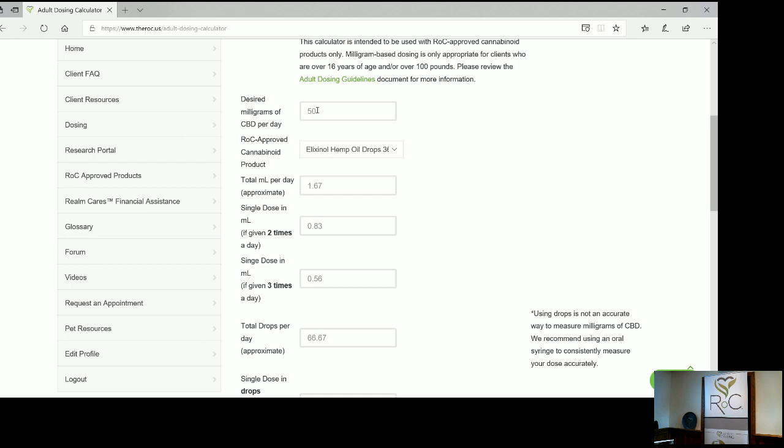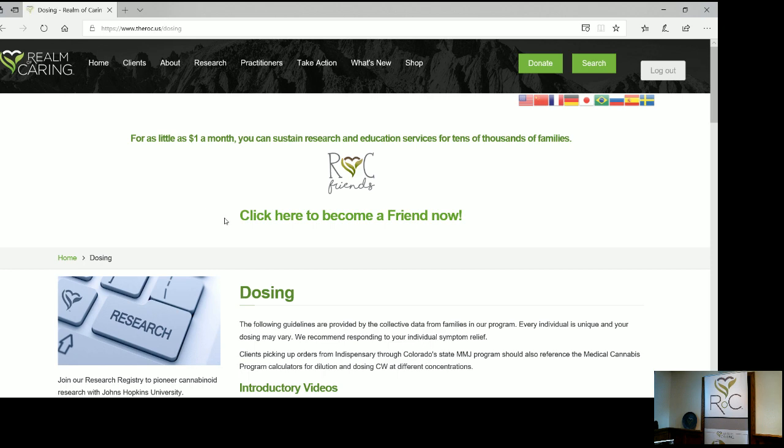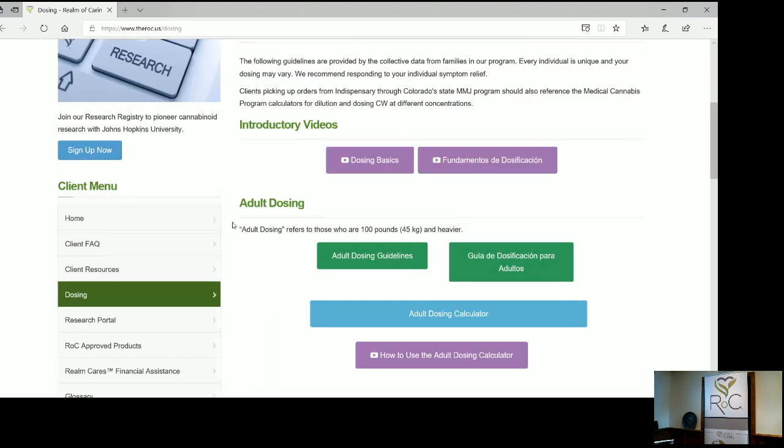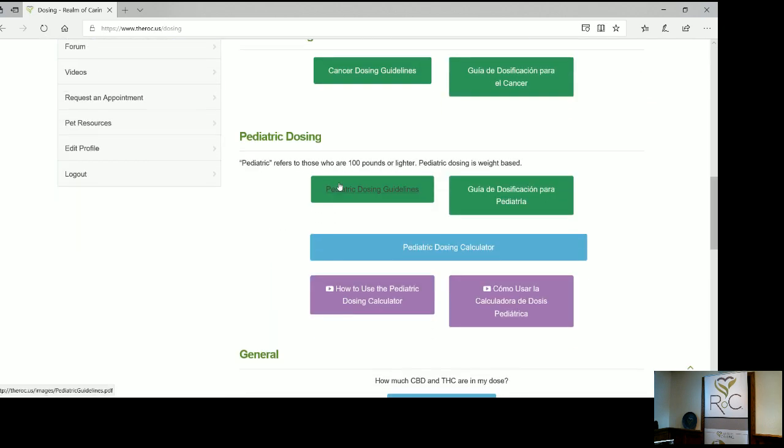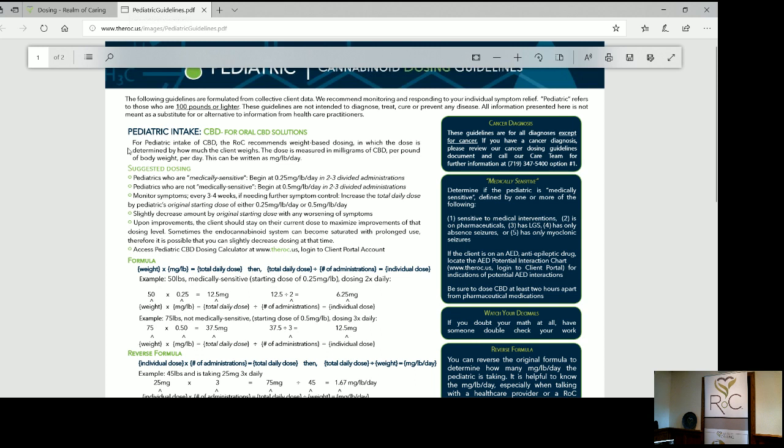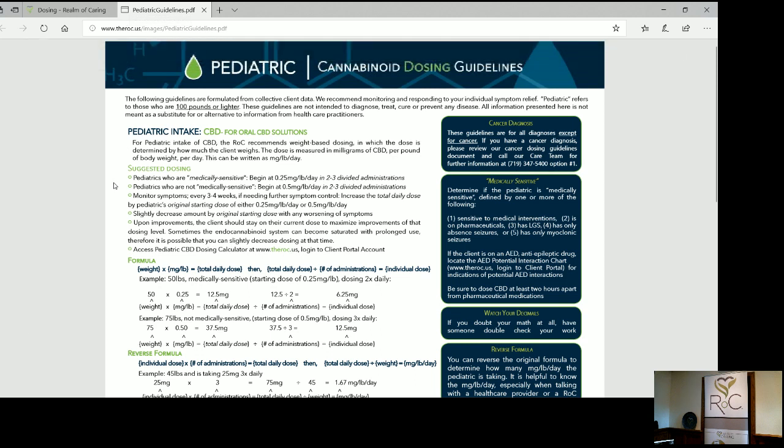Let's go ahead and try the pediatric dosing guidelines and the pediatric dosing calculator. So let's go to the pediatric dosing guidelines. This is for anyone that's under 100 pounds. Pediatric dosing is based on their weight. So pediatric dosing guidelines does have a lot of different numbers on it. I find that for parents it can be a little overwhelming.